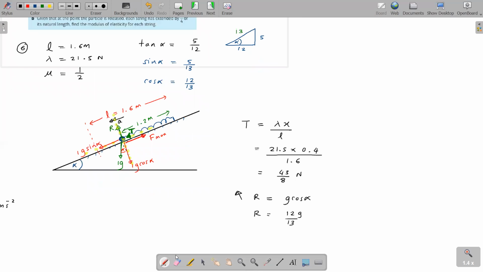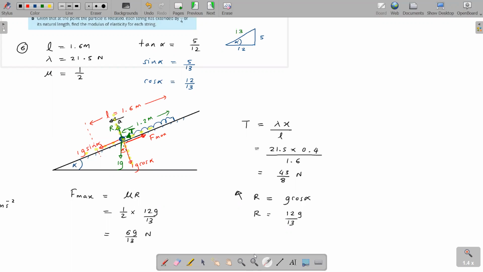Okay, so why do I need the normal reaction? Because I need the normal reaction to find the F max, the maximum friction. So what is the maximum friction? It's always equal to mu R. Mu value is half. Normal reaction is 12g over 13. How much is it when you simplify? Half into 12 over 13 is 6g over 13. Half into 12 is 6g over 13, right?